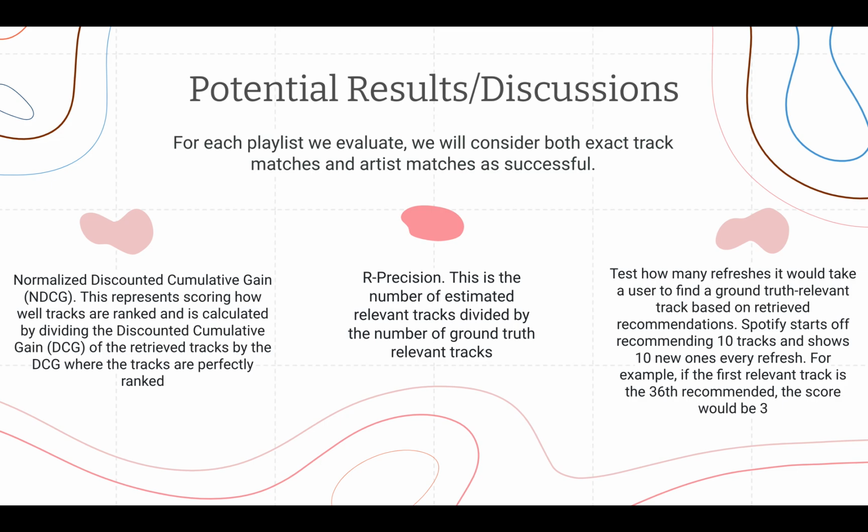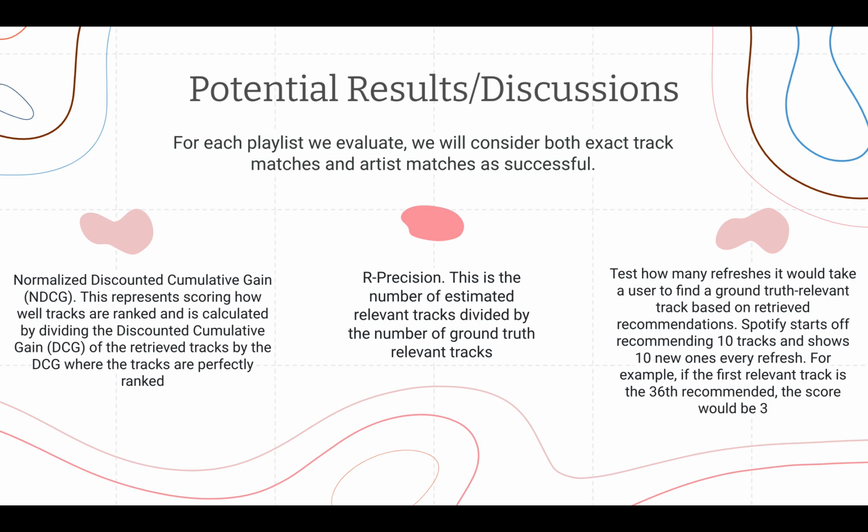Some potential results and discussions. For each playlist that we evaluate, we will consider both exact track matches and artist matches as successful. 3 metrics that we're going to be keeping track of is normalized discounted cumulative gain, which represents scoring how well tracks are ranked and is calculated by dividing the discounted cumulative gain of the retrieved tracks by the DCG, where the tracks are perfectly ranked.